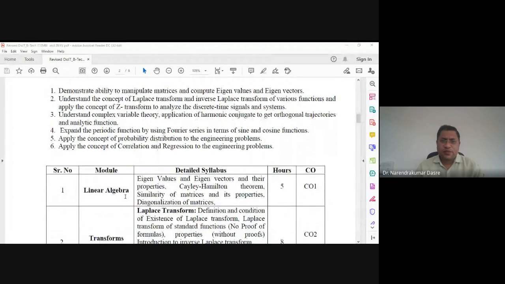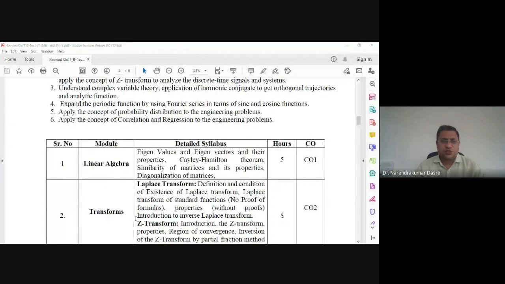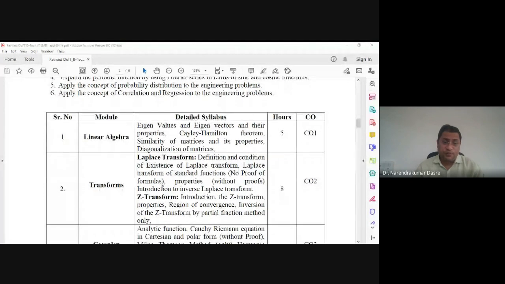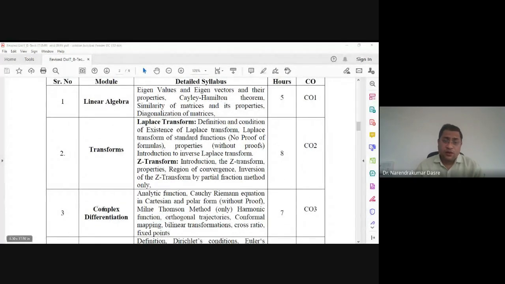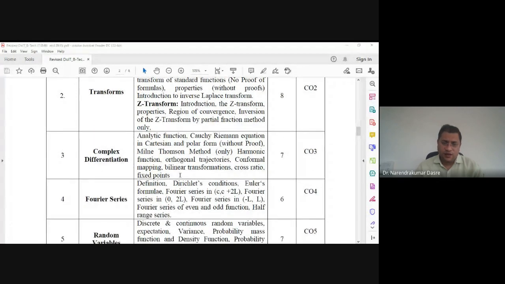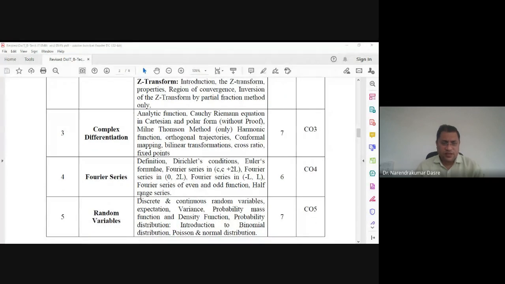Okay, so in linear algebra, we have eigenvalues, eigenvectors, and related topics. In transforms, we have the Laplace transform and Z transform. Then in complex analysis, we'll try to understand complex differentiation. And in Fourier series, we'll express the given function or signal in different intervals, and then we'll see what the effect of these different intervals is on the Fourier series.